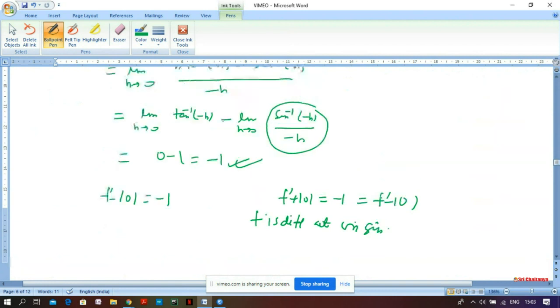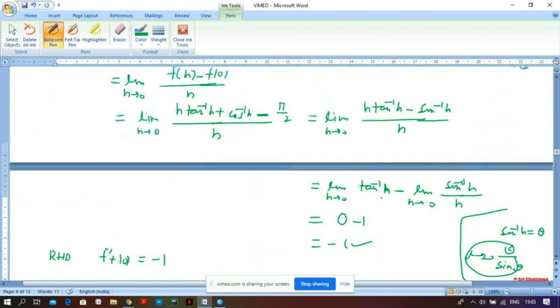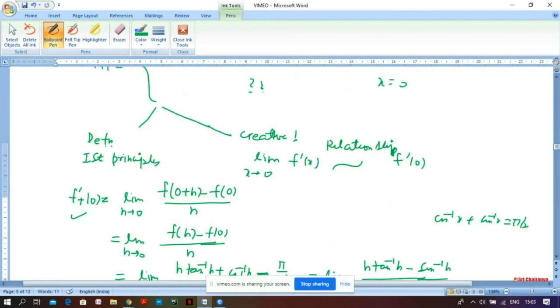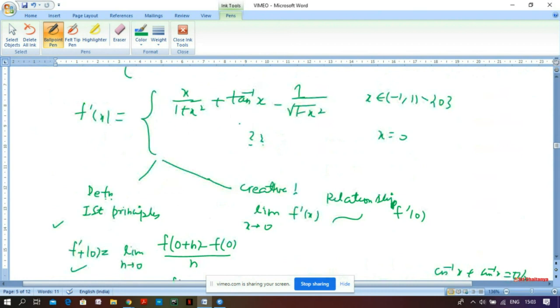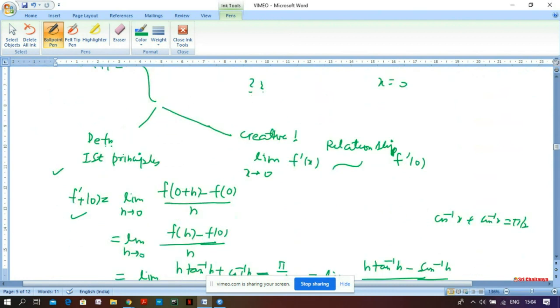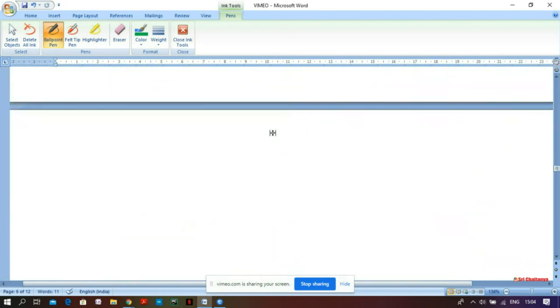Now, my question was, could we have calculated it wisely using this? We did first principles. So what about this? Had we got the limit of f prime x? Because we already know f prime x when x is not 0, I can use it to find that limit. So f prime x is this expression. So I will write this expression again. We got f prime x, when x was not 0, as x upon 1 plus x squared plus tan inverse x minus 1 upon root 1 minus x squared.